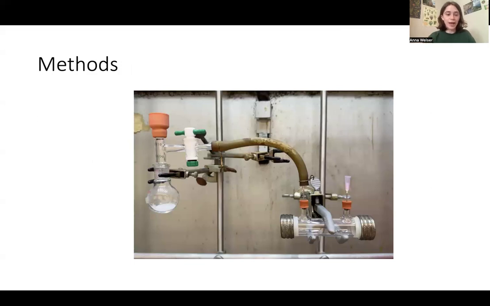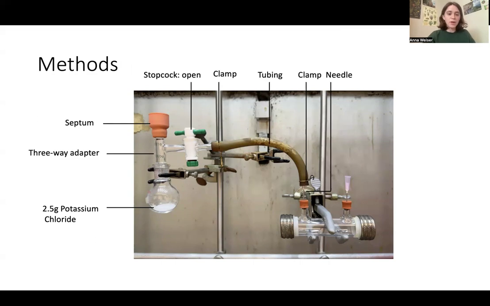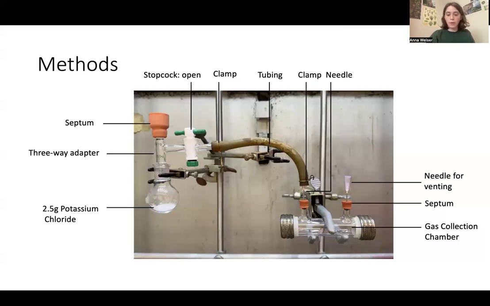Now we can take a very quick look at our methods. Starting out, we have 2.5 grams of potassium chloride in the bottom of a round bottom flask. Then that is equipped with a 3-way adapter and a septum. We should note the stopcock is open because our goal is to produce HCl and DCl as gases. They need to be able to flow through this system. Secondly, this tubing here is clamped securely on both sides and connected with a needle to our gas collection chamber. This is equipped also with septa and a needle for venting because we're going to be displacing the gas that was previously in there. We're not trying to build up a bunch of pressure.